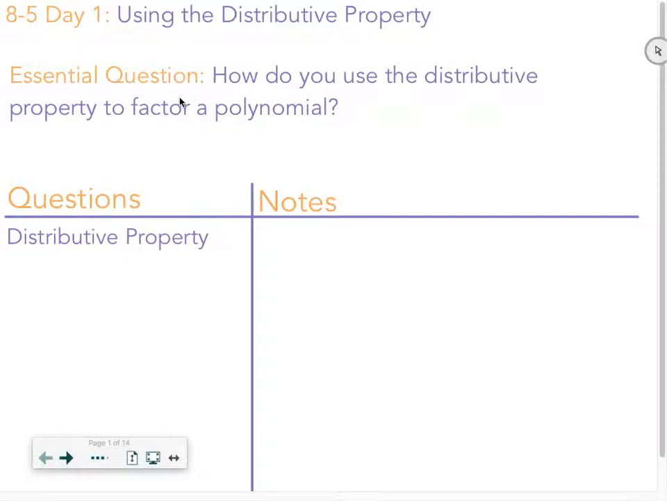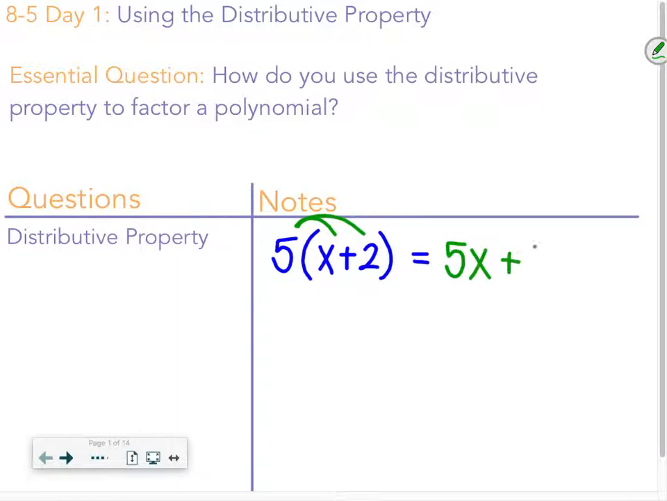So the distributive property is the property we learned much earlier in the year. And here's an example of it. Let's say 5 times x plus 2 equals, and then we are distributing, to get 5x plus 10. So we are used to going in that order, distributing, and then we end up with our answer.